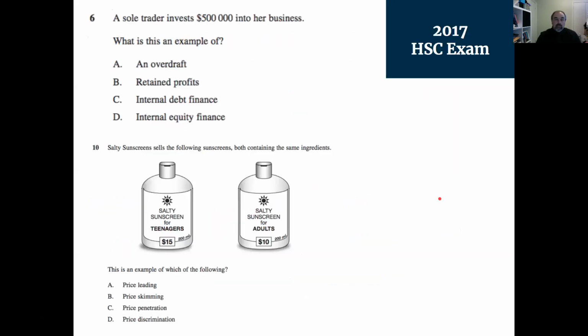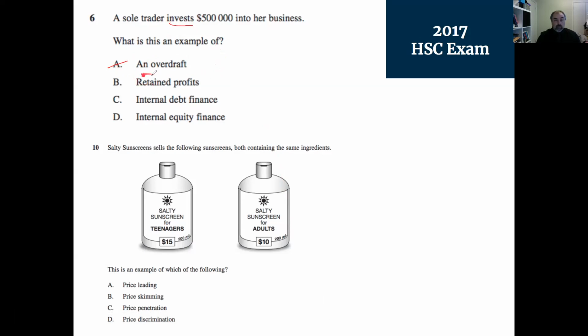Let's move on to the 2017 exam, question 6. Some questions have a stimulus attached to them, and with that stimulus, you obviously have to read it carefully to ascertain the answer. A sole trader, one owner of a business, invests $500,000 into her business. What is this an example of? Again, if we look at this process of elimination first, we can go through the answers here. Is it an overdraft? No, an overdraft is a loan. There's no borrowing. We've got investing.